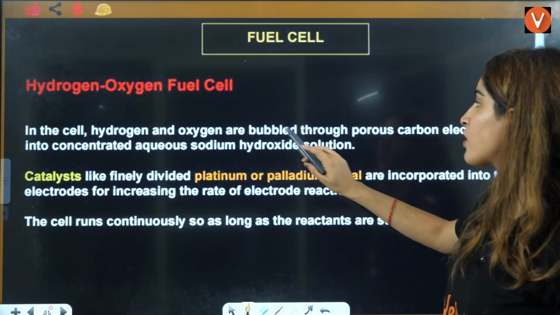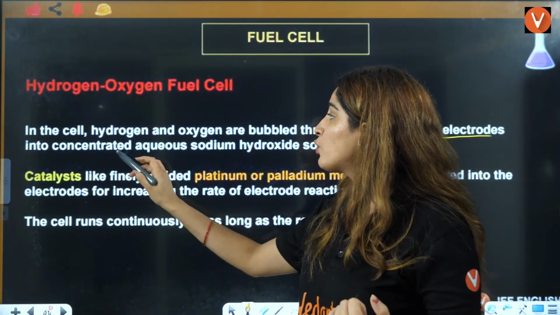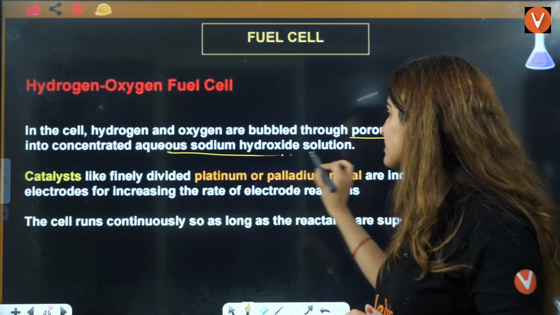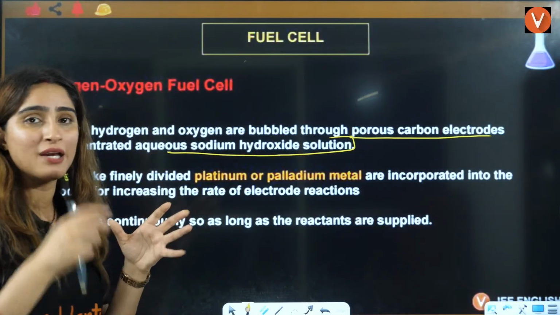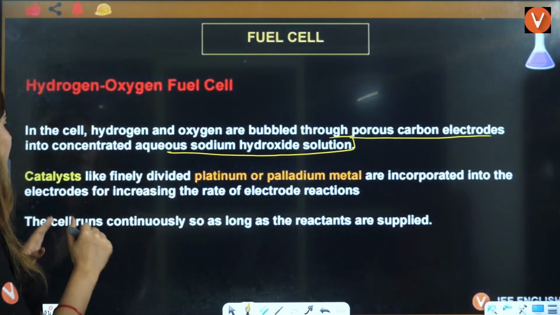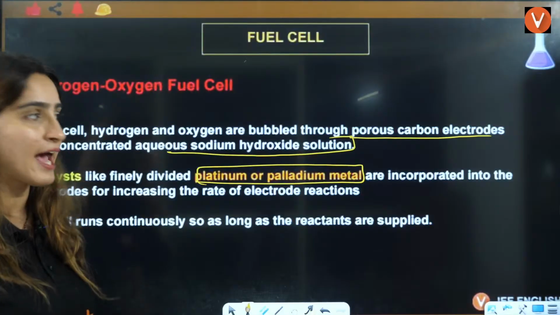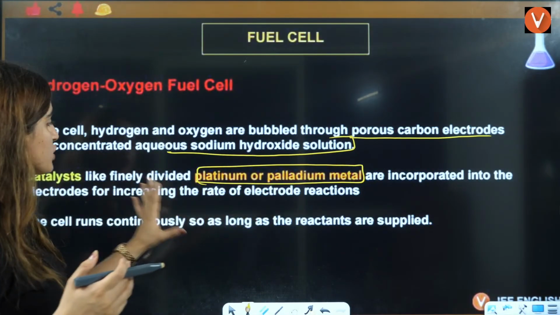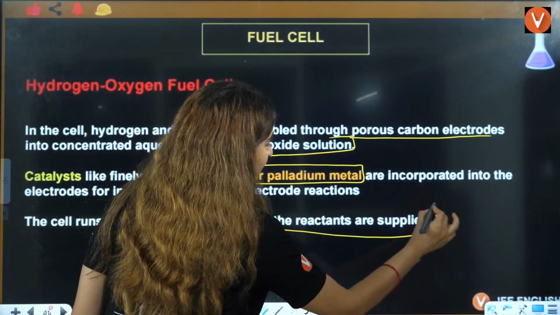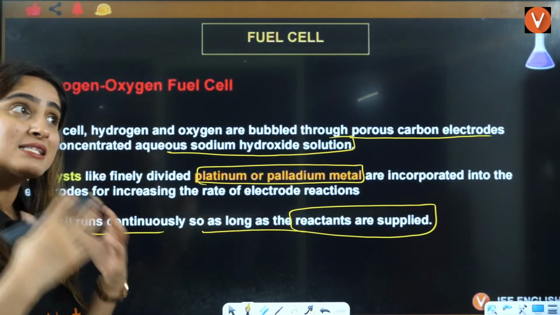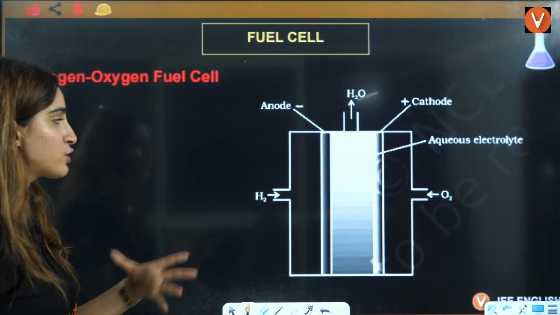In the cell, hydrogen and oxygen are bubbled through porous carbon electrodes, that means electrodes that have pores, into a concentrated aqueous sodium hydroxide solution. Okay, you have hydrogen, you have oxygen, you have sodium hydroxide solution, and these electrodes are porous, right? Catalysts like platinum and palladium metals, used for fast reactions, are incorporated into the electrodes for increasing the rate of electrode reactions. The cell runs continuously as long as the reactants are supplied, right? So that's how it looks.